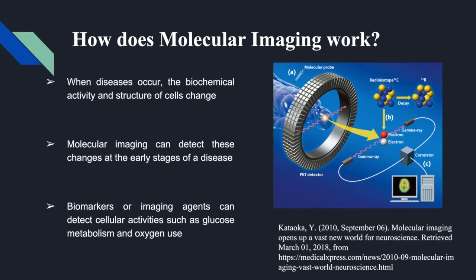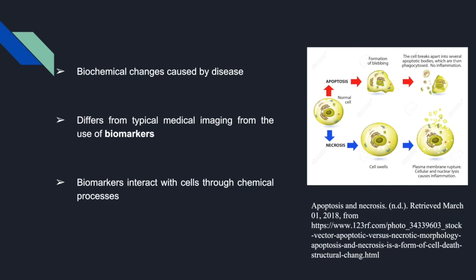So how does molecular imaging work? Well, when these diseases occur, the biochemical activity and structures of cells change, and molecular imaging can detect these changes at the early stages of disease. Biomarkers or imaging agents can detect cellular activities such as glucose metabolism and oxygen use, as well as other changes such as vasculature and blood flow.